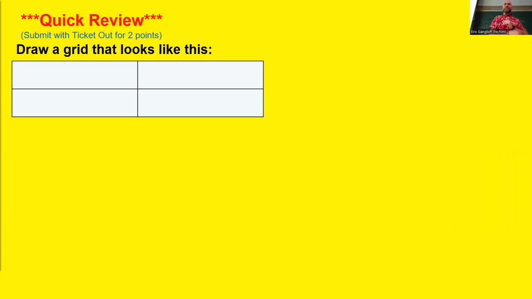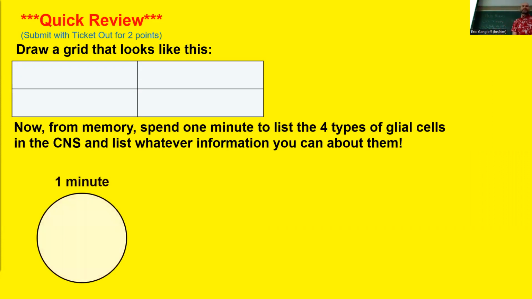And what I'd like you to do is, from memory, spend 1 minute and list the 4 types of glial cells in the central nervous system and just brainstorm whatever you can about them without consulting your notes. And then after a minute, we'll consult your notes. So just try your best off the top of your head. All right, what are the names of those 4 cells? What are their functional roles? What do they look like?